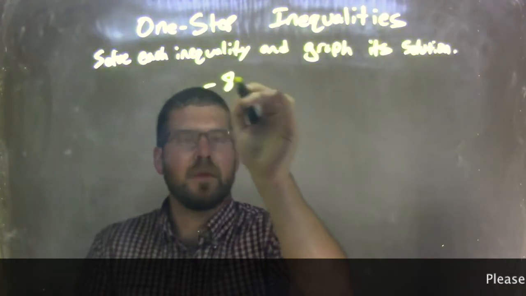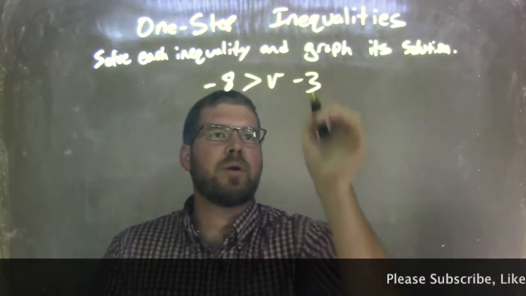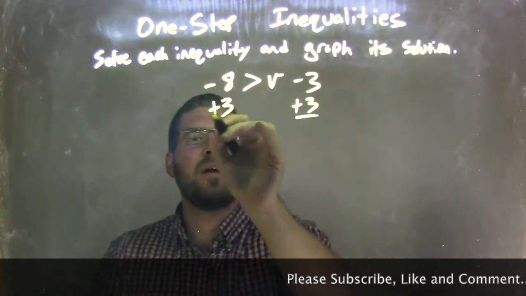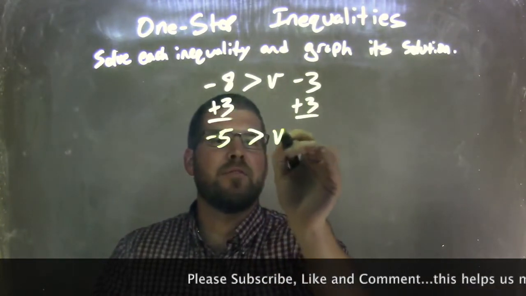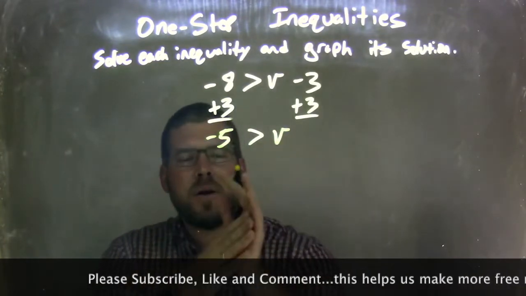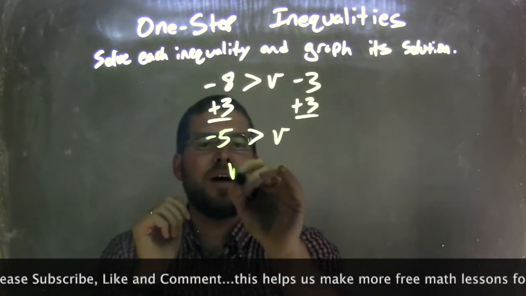-8 is greater than v minus 3. Well, my first step is I need to add 3 to both sides. That leaves me with -8 plus 3, which is -5. That's greater than v. And so I want to rewrite that, though. Even though v is already isolated, I want to have v come first, because that looks nice and neat.